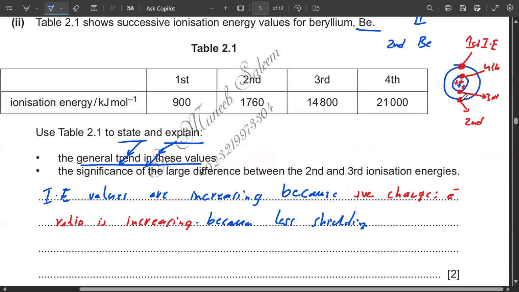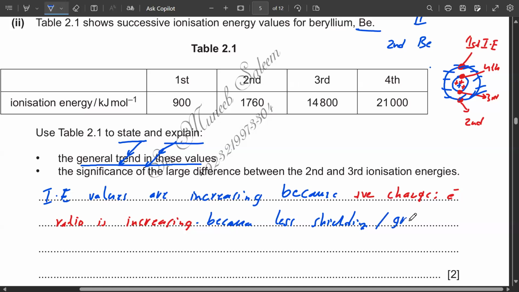Shielding is because when you remove both electrons of the second shell, then this shell will be removed and shielding will be decreased, because shielding is because of the shells. So when there is less shielding, then ionization energy will increase because of more attraction between the nucleus and the electrons. Greater nuclear attraction by the nucleus on the electrons.